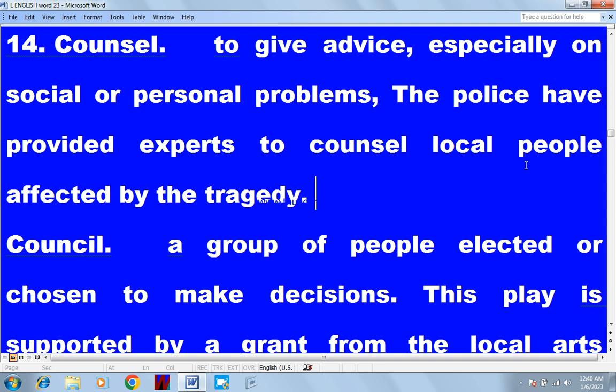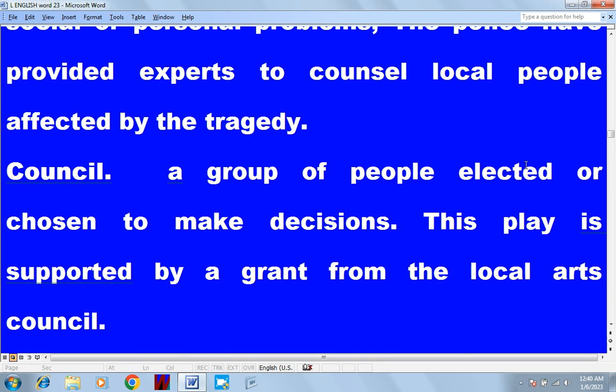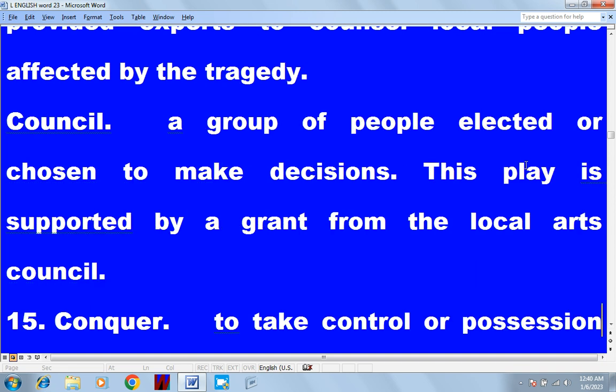Council, C-O-U-N-C-I-L, a group of people elected or chosen to make decisions. This play is supported by a grant from the local arts council.